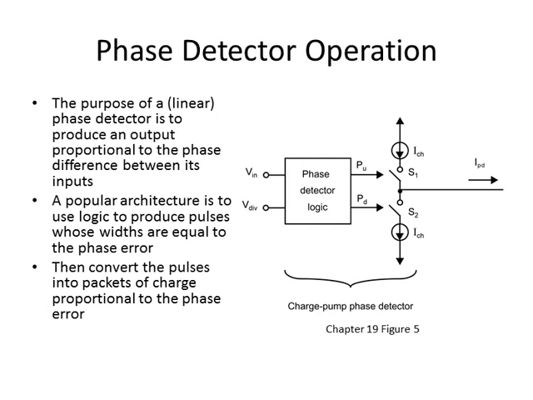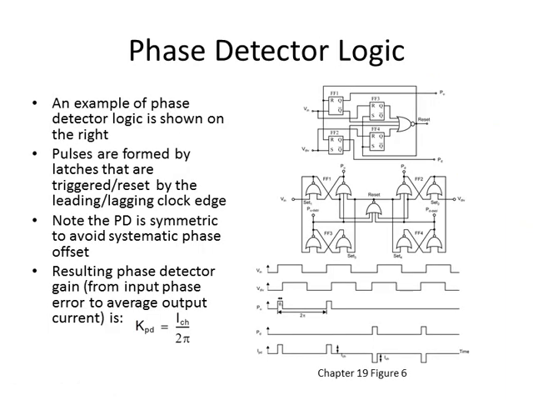So at the end of the day, you get an output current, which we will see comprises a bunch of pulses. And the width of those pulses is proportional to the phase error, so that the average output current, if you like the duty cycle of that current waveform, is proportional to phase error, so its average value is proportional to the phase error.